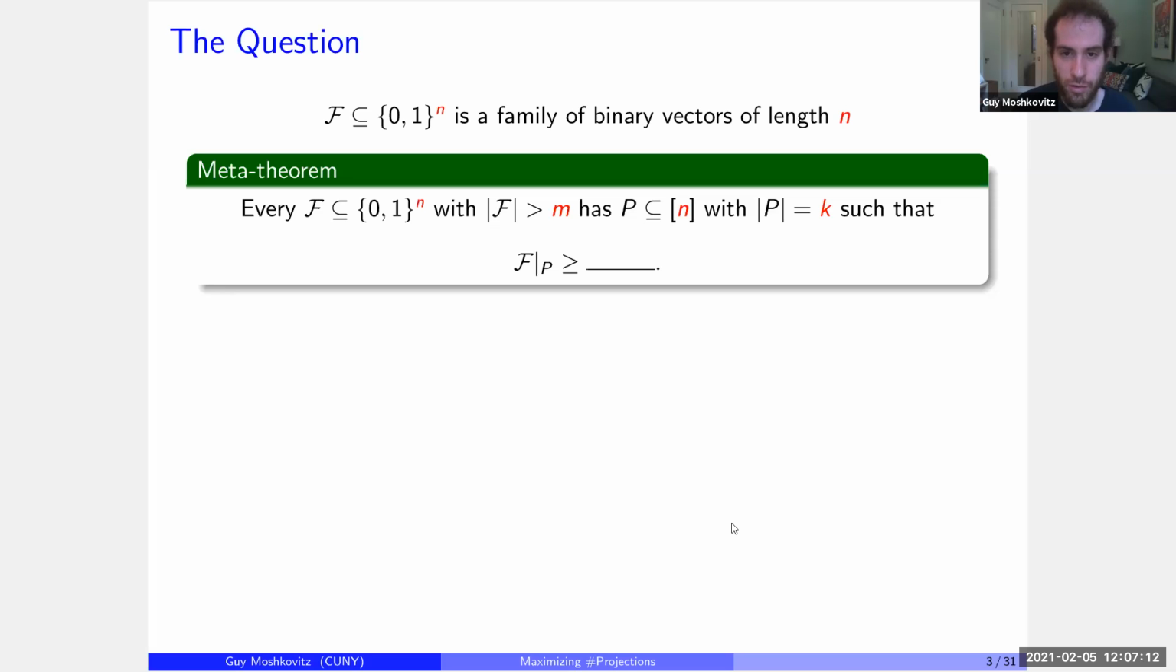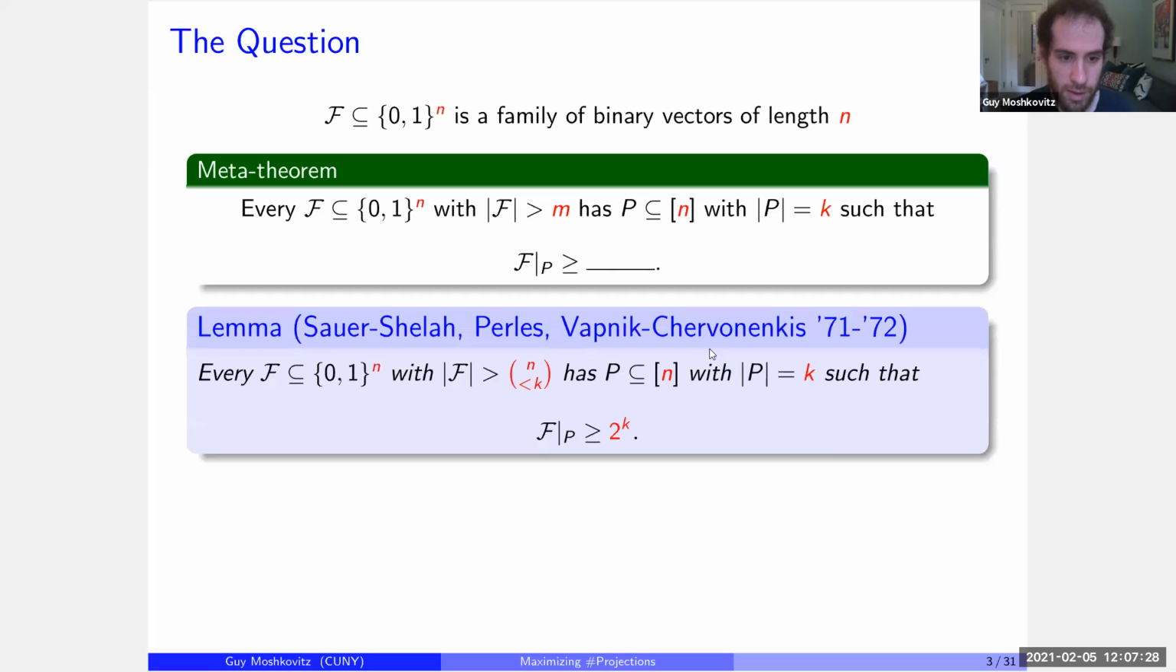The larger the family is, the more subsets you have, the more likely you are to find a large projection, a set P of coordinates that yields a lot of projections. The most famous example of such a meta theorem is, of course, the Sauer-Perles-Shelah Lemma. I will talk about this in more detail in 2 minutes maybe, but let me just read out the statement. So it's of the same general form.